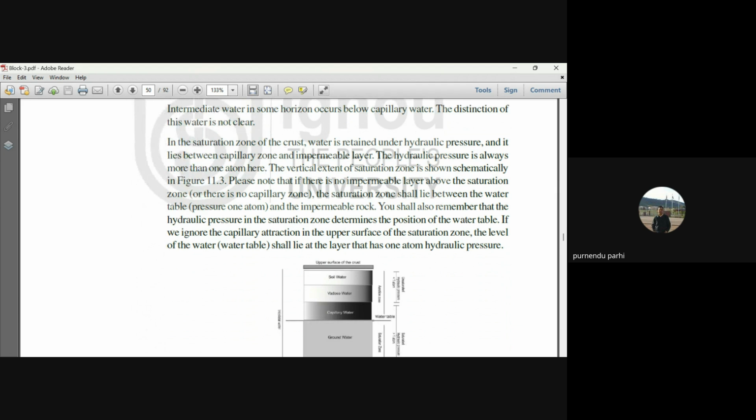Please note that if there is no impermeable layer above, the saturation zone shall lie between the water table and the impermeable rock. You shall also remember that the hydraulic pressure in the saturation zone determines the position of the water table. If we ignore the capillary attraction in the upper surface of the saturation zone, the level of water shall lie at the layer that has atmospheric hydraulic pressure.